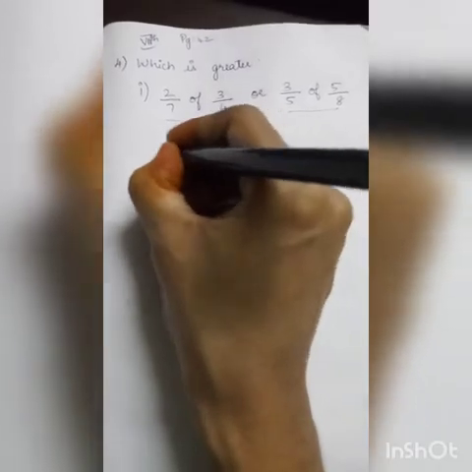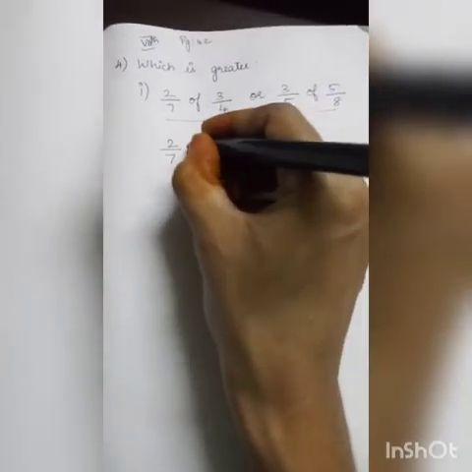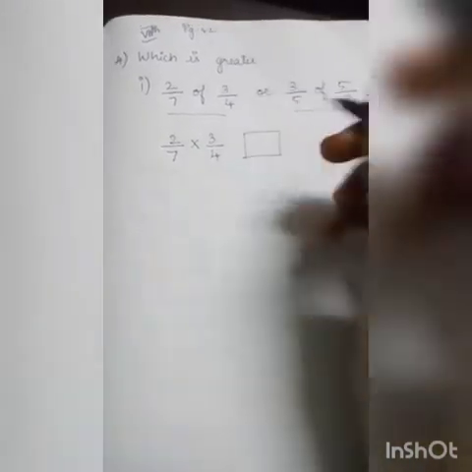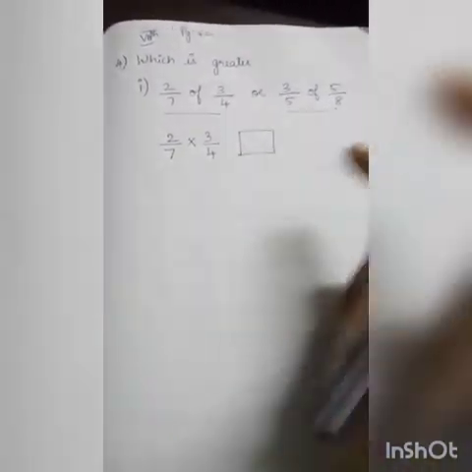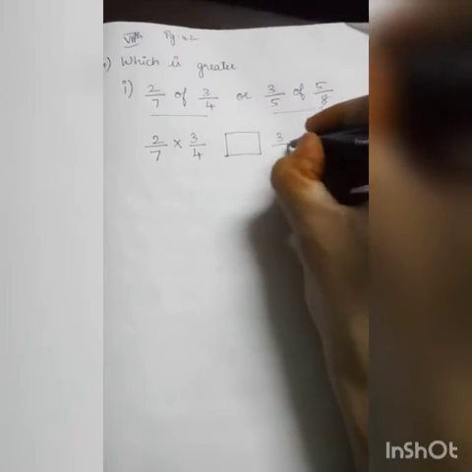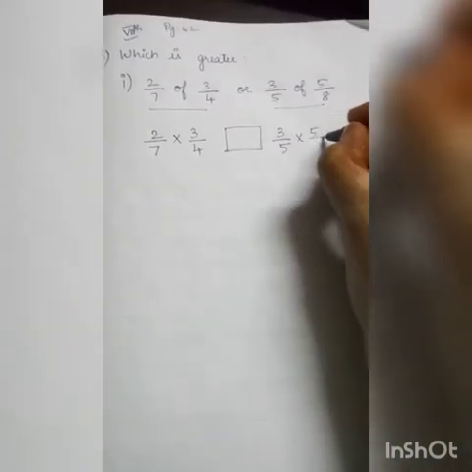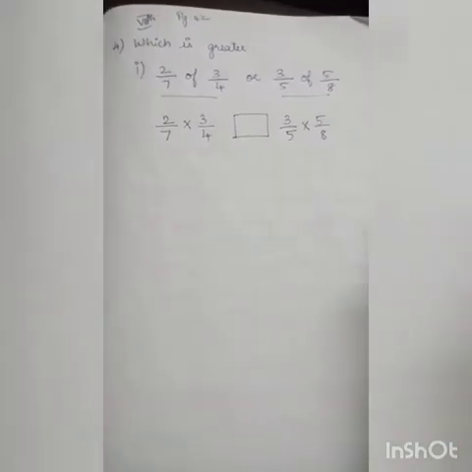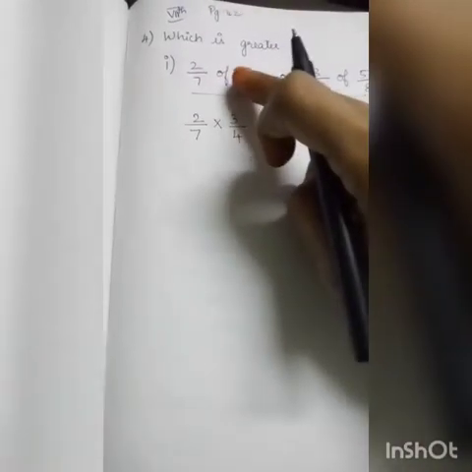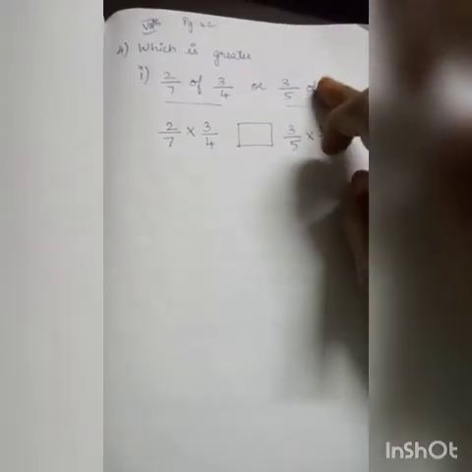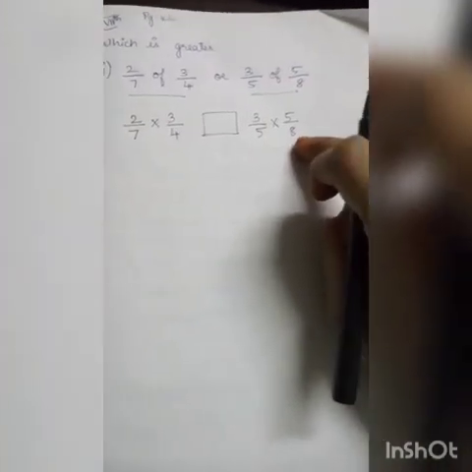2 by 7 of, multiplication, 3 by 4. I am going to put a box to indicate which is greater. Next, 3 by 5 of, means multiplication, 5 by 8. Is it correct? Yes: 2 by 7 of multiplication 3 by 4, and 3 by 5 of means multiplication 5 by 8.